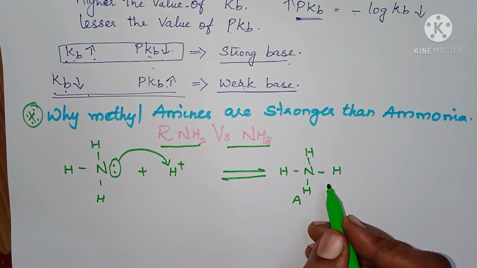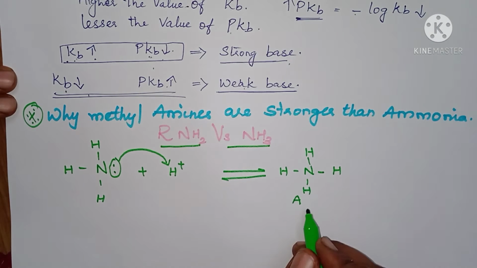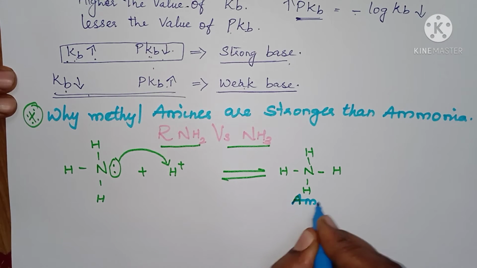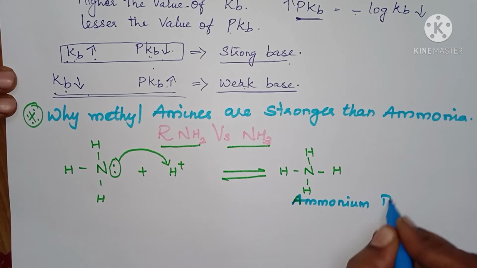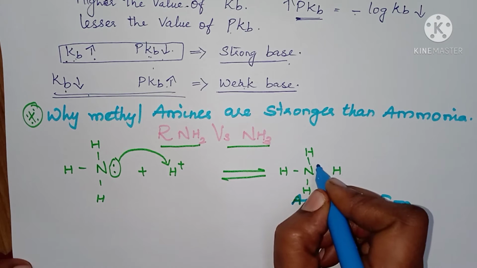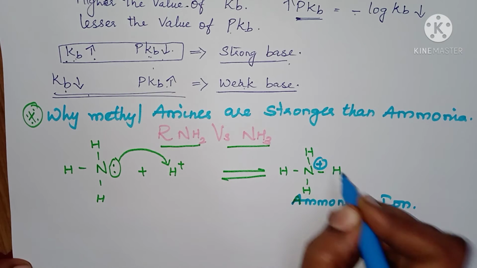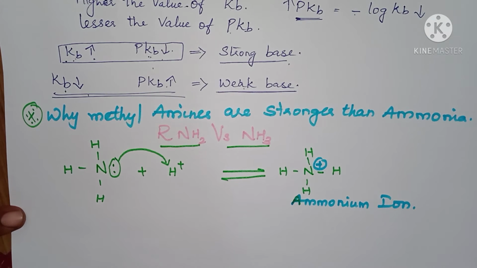Remember, an ionic bond means the electron is completely given. A covalent bond means sharing. But a coordinate bond means giving and keeping it together. So this is called the ammonium ion. Now the ammonium ion, since it lost electrons, naturally gets a plus symbol. Whenever it loses electrons, naturally it gets a plus symbol. Now the next point.